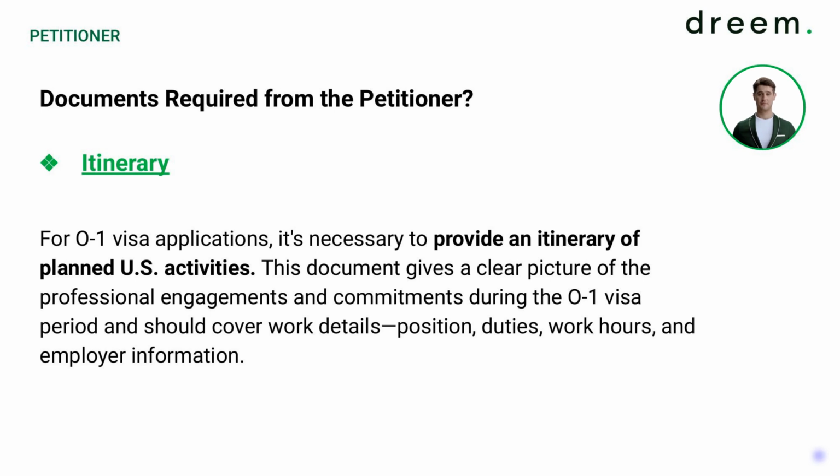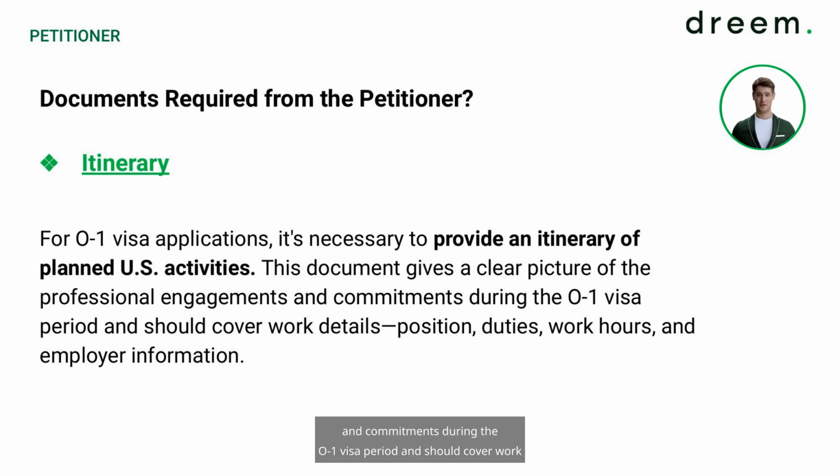Itinerary. For O-1 visa applications, it's necessary to provide an itinerary of planned U.S. activities. This document gives a clear picture of the professional engagements and commitments during the O-1 visa period and should cover work details, position, duties, work hours, and employer information. It's important to plan carefully, avoiding overlaps or conflicts, particularly if dealing with multiple employers.